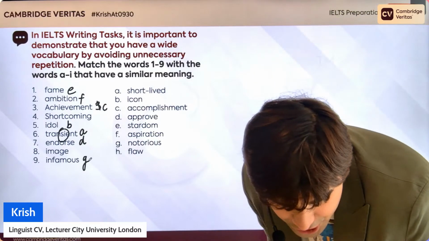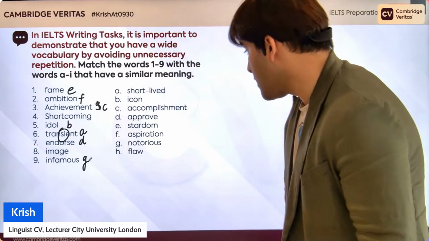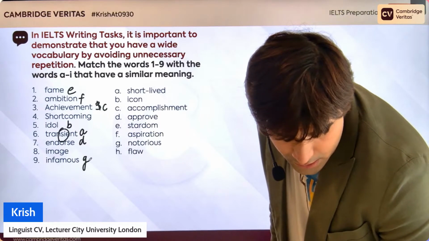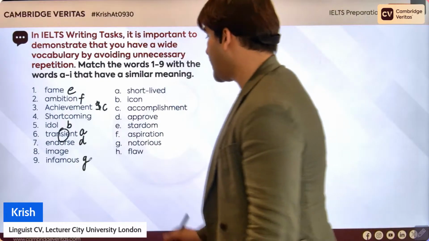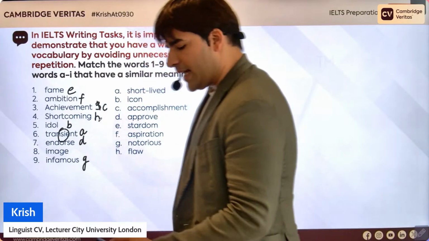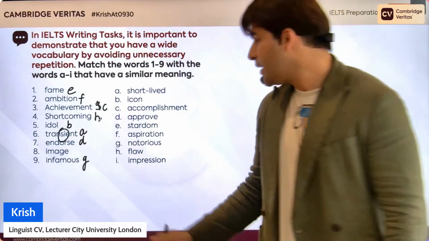Thank you, Priya, Varsha. Okay, cool. Flaw is shortcomings. Nagashri, super. Answers are coming a little late. Hansini, thank you. Super. Flaw is number 4. And the last one is impression, which is apparently image.